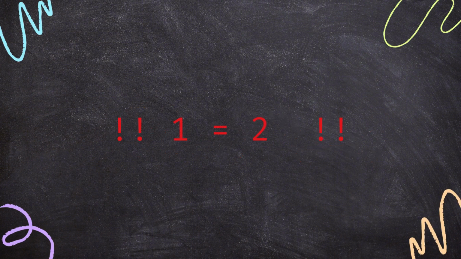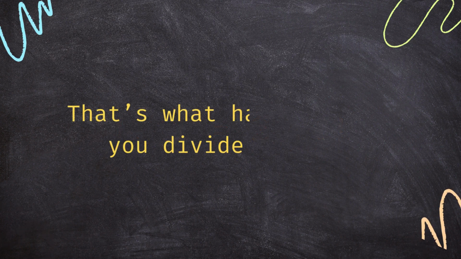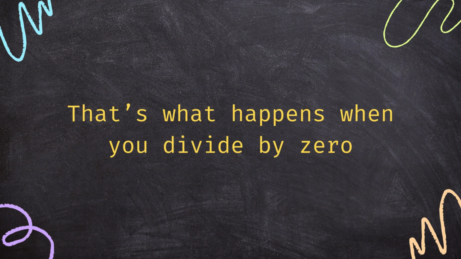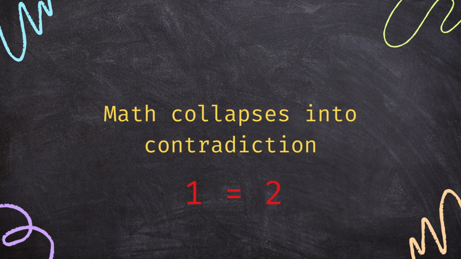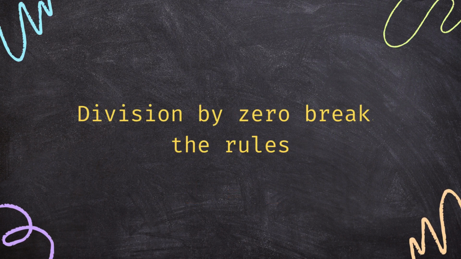Magic? No, it's garbage math, because a minus b equals 0. And you're not allowed to divide by 0. If you do, logic collapses. That's why math bans it outright. Division by 0 doesn't just produce the wrong answer, it produces every answer.